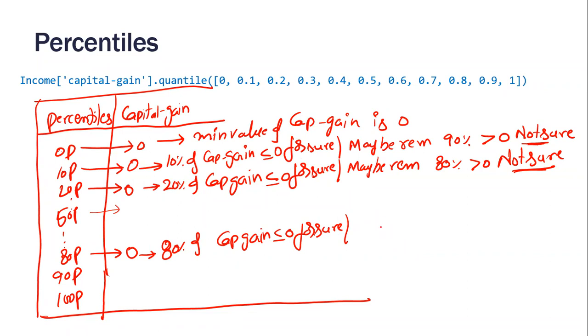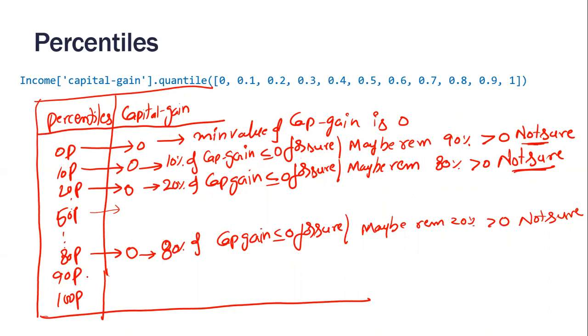Right? What is the second statement? Maybe the remaining 20% is greater than 0. But am I so sure about it? Have I seen it? Can I make a comment on this? Can I be so sure about it? Nope, I'm not sure.